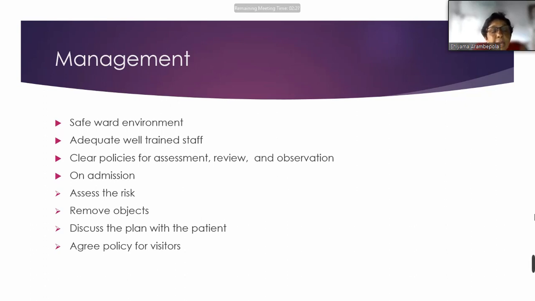And then we have to agree on the policy for visitors. If the patient is in severe suicidality, we can't allow a lot of visitors to come and disturb the patient and things like that. And sometimes the patient also will not like some people coming and seeing them. So we have to have an agreed policy for visitors.